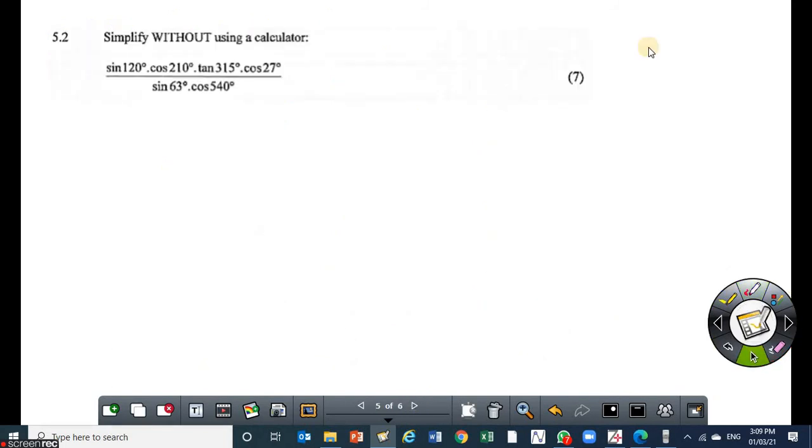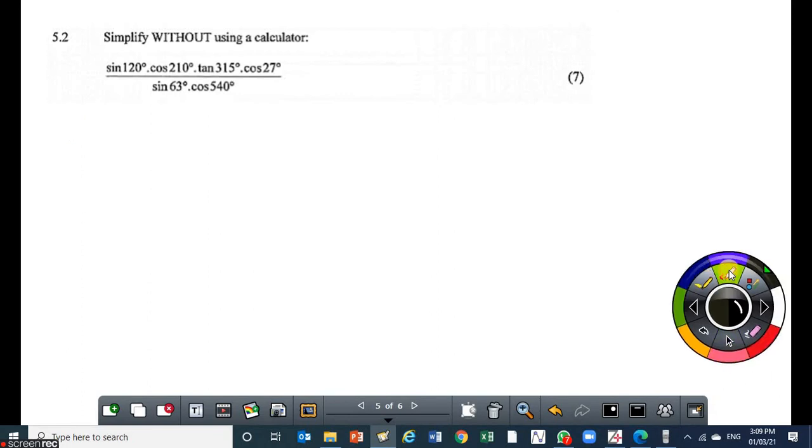Okay. Alright, so here the question says simplify without the calculator. Now you need to go back to the basics of your reduction formula. Okay? If you forgot your reduction formula, go back to grade 11 and refresh yourself. Alright? So the first part, I'm just going to take you to the basics. You see this angle 120, which can be written using an acute angle. So we have to subtract 120 from 180. So we can write that as sine 180 degrees minus what?